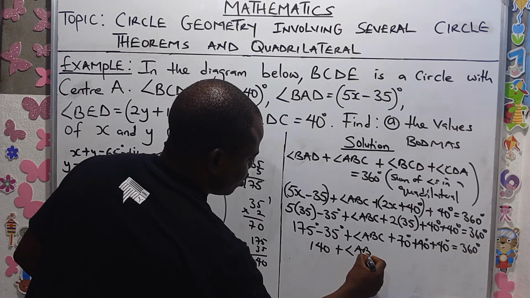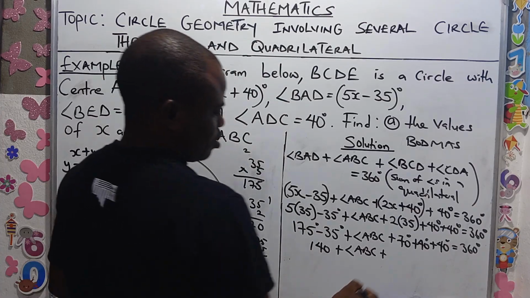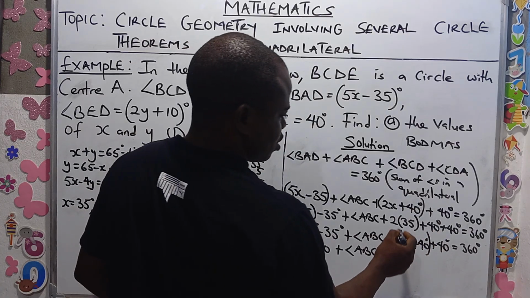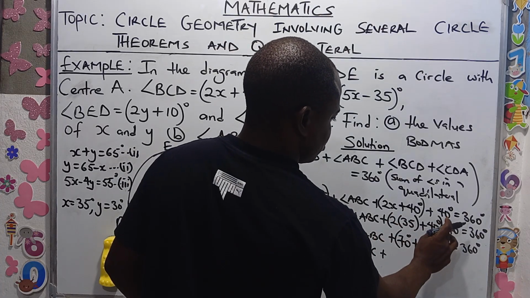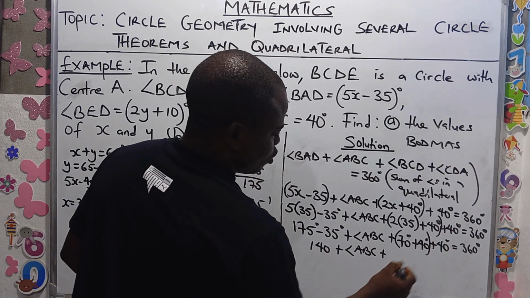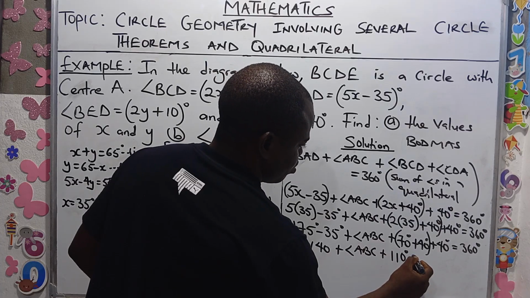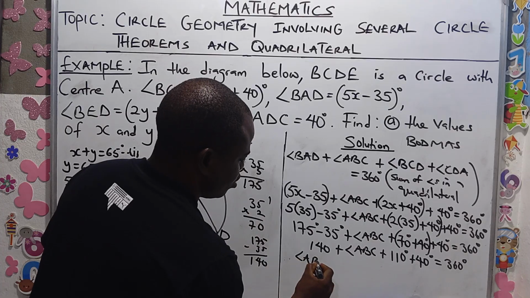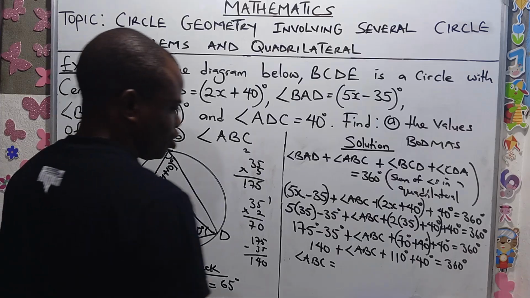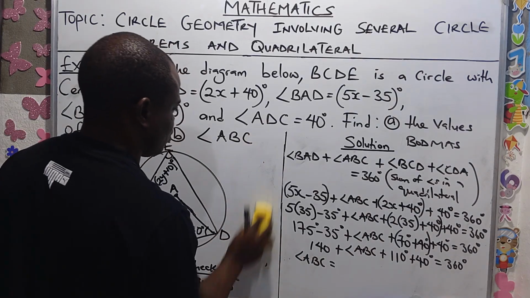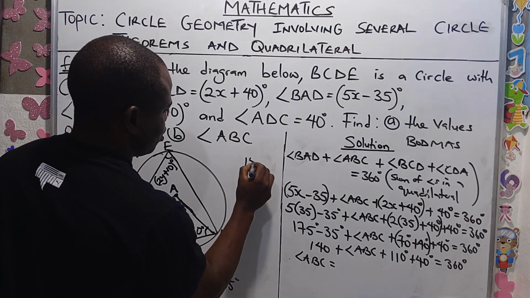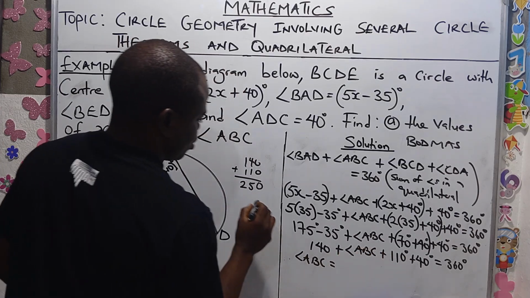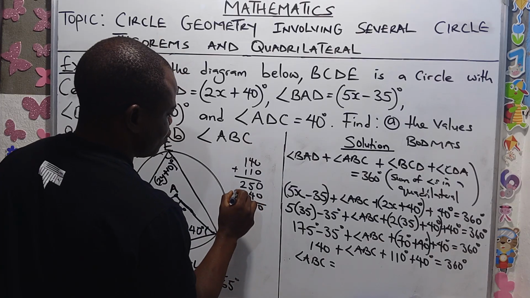140 plus angle ABC plus, you have 2x, 70, do this likewise. 70 plus 40, don't forget this together, 70 plus 40, that's 110 degrees, plus 40 degrees, equals 360 degrees. Now angle ABC: 140 plus 110 plus another 40. 0 plus 0, 0. 4 plus 1, 5. 1 plus 1, that's 2. Then 0, 0, and 5 plus 4, that's 9.